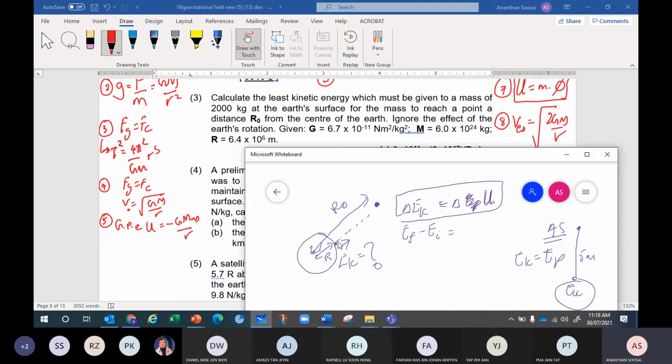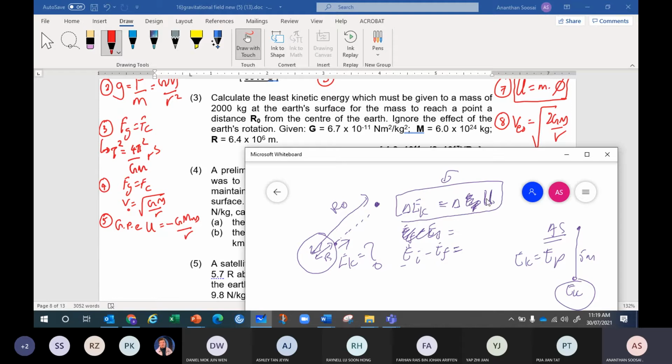Which kinetic energy is greater? Initial greater or final greater? Final kinetic energy is 0, right? Because finally it stops, and when it comes to R0, it stops. So final EK is 0. But we want to make both sides positive. If you use this method, the change of EK equals the change of potential energy, we want to make them positive. So you need to put the big value minus the small always. So in this case, for the change in EK, you actually have to put initial minus final, because initial is greater. Initial minus final is equal to the change in potential energy.